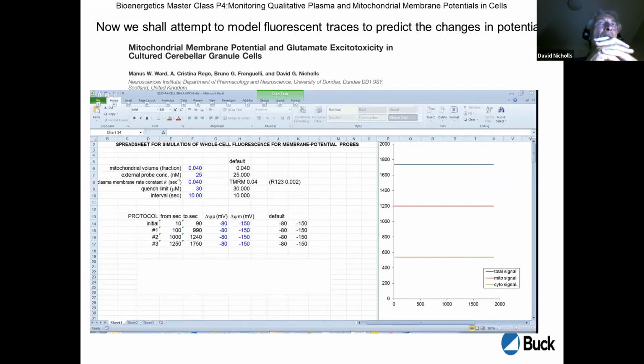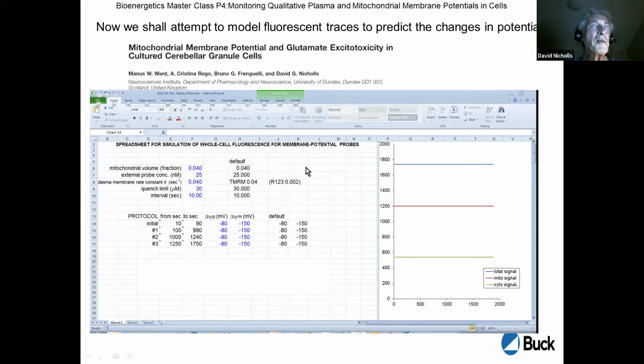So what we're going to do now is to manipulate this program. This was a program we set up for a paper we published way back in 2000, actually, in order to understand our puzzling fluorescence traces we were getting with our cultured neurons. So I want to talk my way through this. This isn't the actual program, this is just a screenshot of the program.